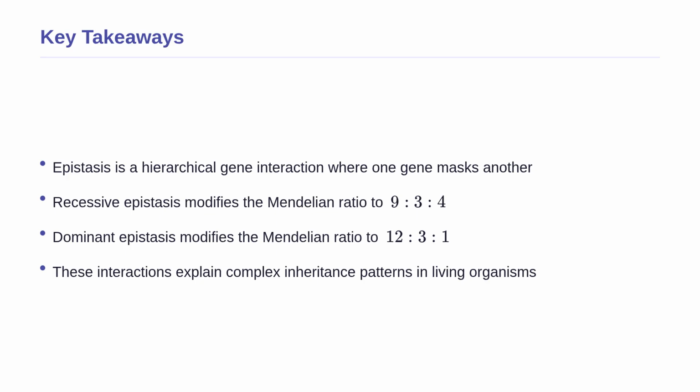We have covered a lot of ground today, so let us summarize our main discoveries. Epistasis is a fascinating phenomenon where genes interact in a hierarchical manner, with one gene masking another. We saw that recessive epistasis modifies the standard Mendelian ratio to 9:3:4, while dominant epistasis modifies it to 12:3:1. Understanding this concept bridges the gap between simple inheritance and the complex, beautiful reality of how traits are actually built in living organisms. You now have a solid foundation in gene interactions.